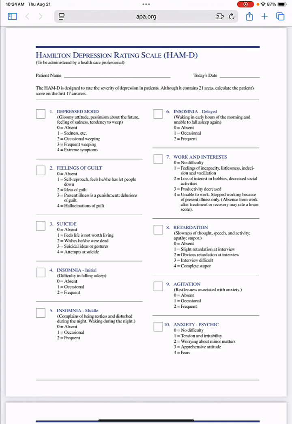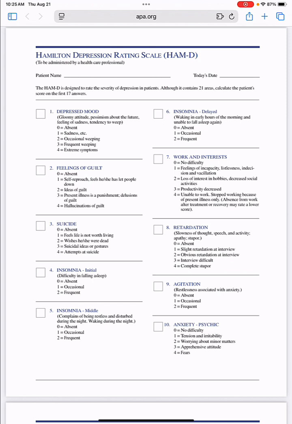Number 2, feelings of guilt. So 0 would be absent, 1 self-reproach, feels he or she has let people down. Number 2 would be ideas of guilt, up to 4 having hallucinations of guilt. 3, suicide. So 0 absent, all the way up to 4 being attempting suicide.